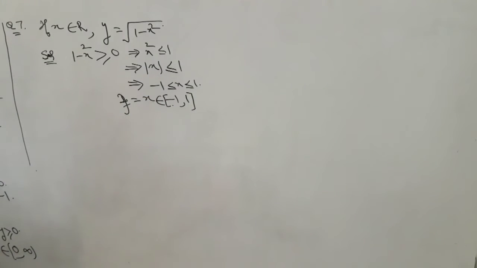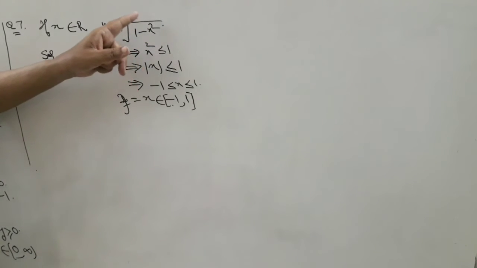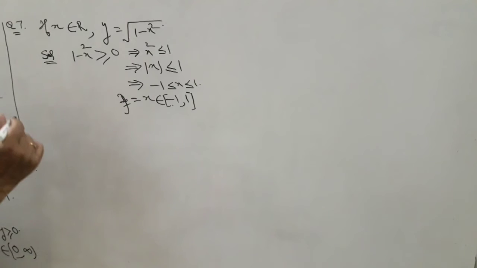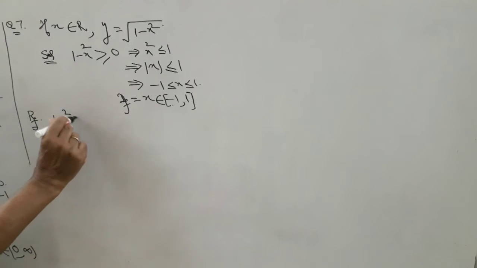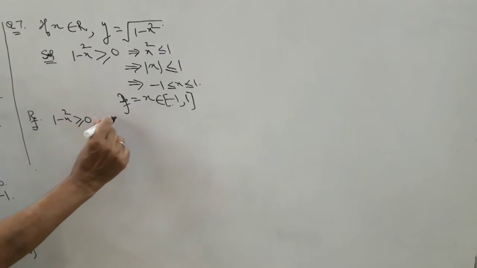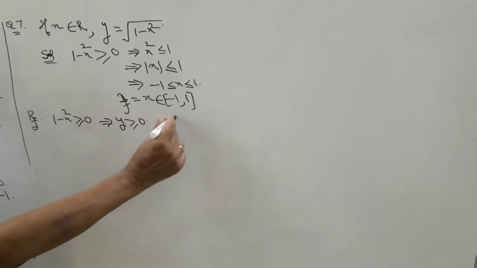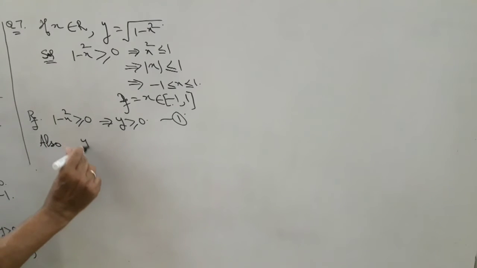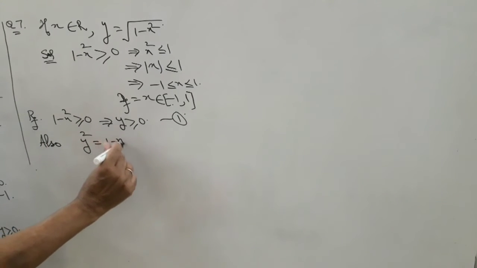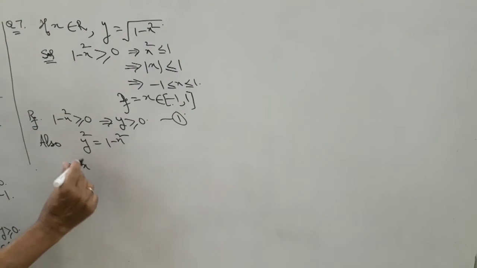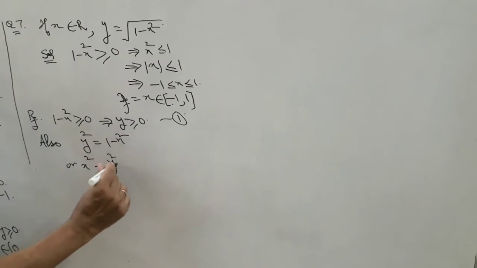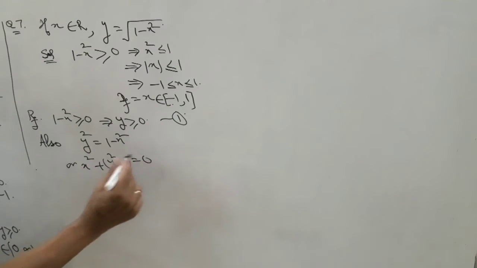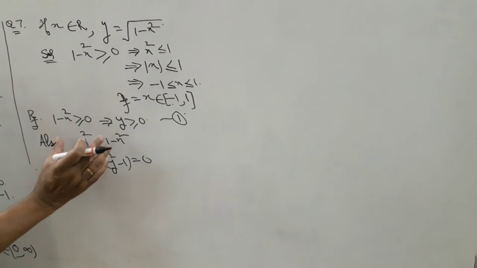Check it out. Now I would like to make one point very clear: whenever we have second degree expressions under the radical sign, how do we discuss the range? Check out the range of the function. Firstly, 1 minus x square is greater than or equal to 0. This implies that y is greater than or equal to 0. This is number 1. Also, y square is equal to 1 minus x square, or x square plus y square minus 1 is equal to 0.